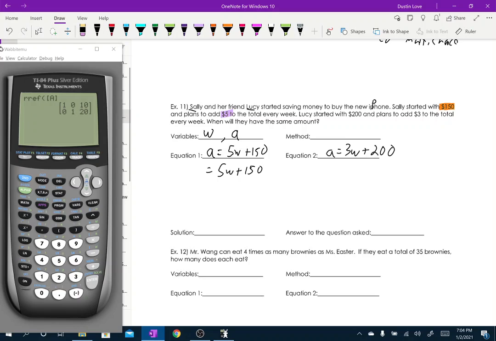What if I substituted in for A? And what if for A, I plugged in all of this? Because A equals 3W plus 200. So what if I put over here 3W plus 200? Okay, now those parentheses aren't really needed. So I could just solve that. So I'm going to use substitution on this one, yeah.